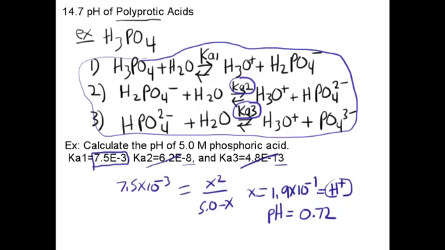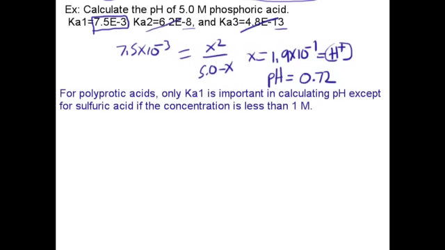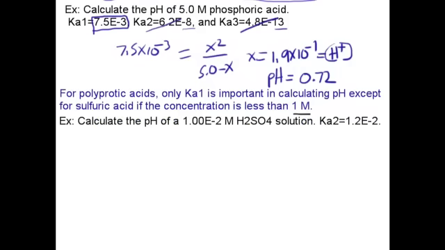And that's true for all the polyprotic acids except for sulfuric acid. For sulfuric acid, if the concentration is less than 1 molar, the second Ka value is actually enough that we must add it in also. For example, calculate the pH of a 1.00 times 10 to the negative second molar sulfuric acid solution, where Ka2 is 1.2 times 10 to the negative second. So that's actually a fairly big K value.